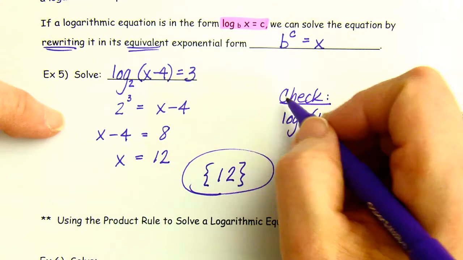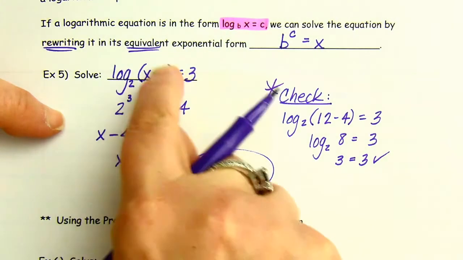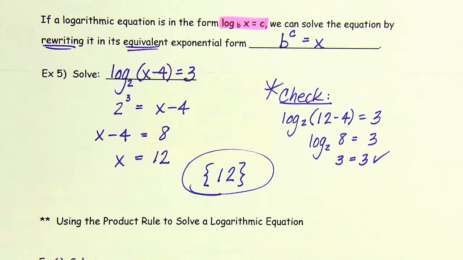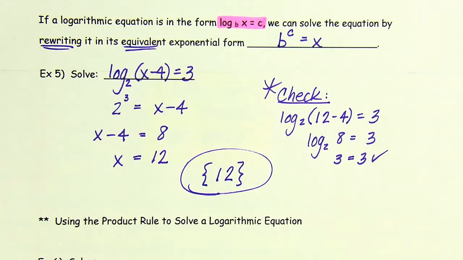Okay, you must check. You have to, because if this thing ends up negative, it's kind of like those box problems we had. You couldn't have negative side length, okay? 2 to any power is never going to give me a negative number. This has got to be a positive number. So you got to check it.